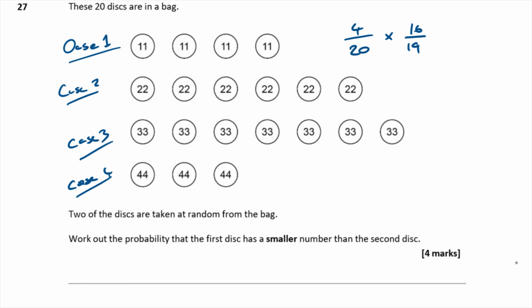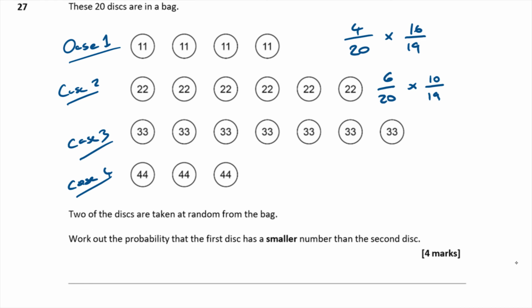For case 2, let's assume that on my first selection I chose a 22. How many ways is there of that happening? There are 6 of them out of a total of 20. So I've got a 6 in 20 chance of that happening. Now, if it does happen, how many of the next outcomes are going to be bigger than 22? Well, it means I must have a 33 or a 44. 2, 4, 6, 7 33s, 3 44s give me 10 that are bigger than 22 altogether. So that's 10 out of 19.